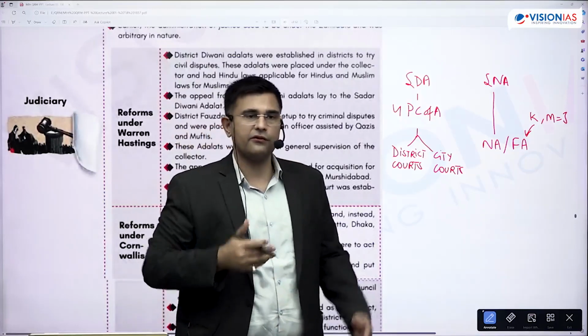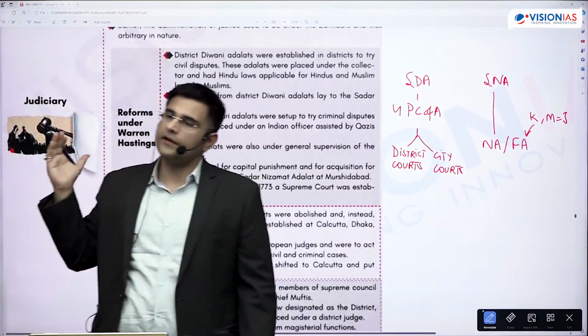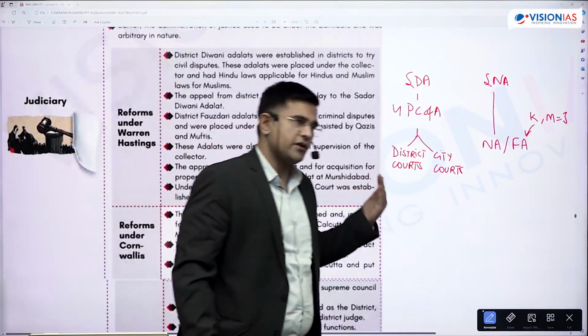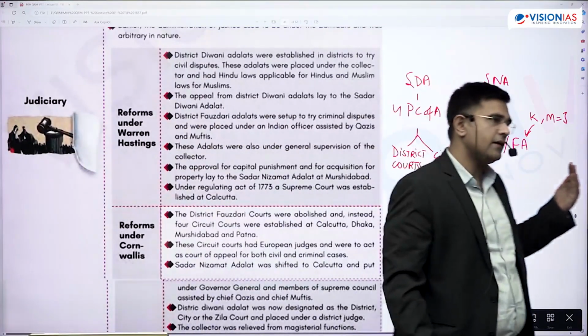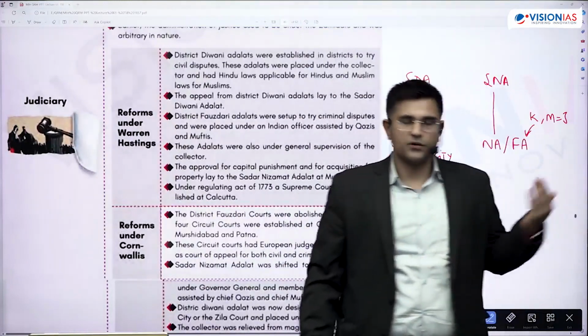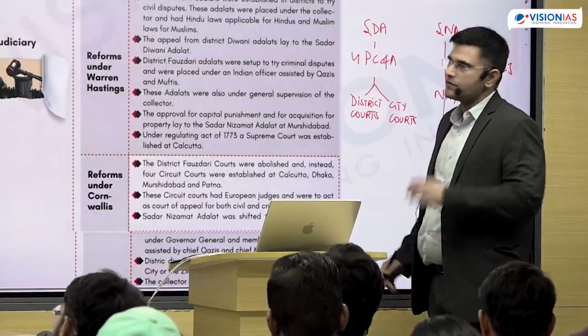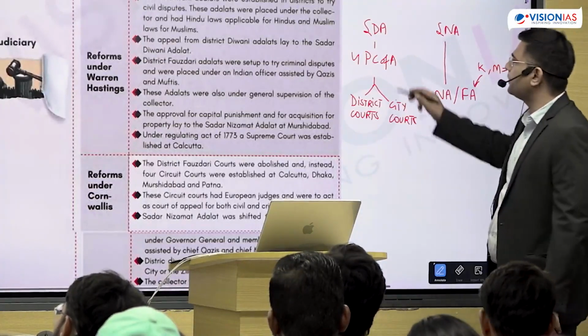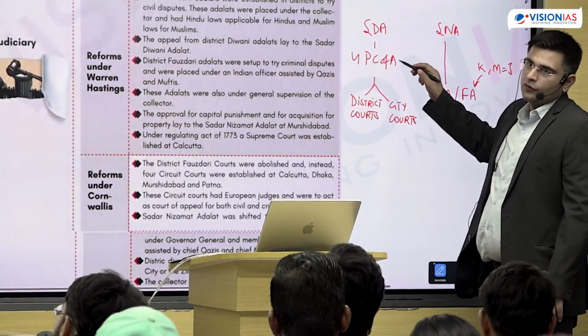These 4 divisions, if you begin from the left, so on the left hand side it was Patna, that is Bihar. Then you move towards right, it is Murshidabad. Further right, Calcutta. Further right, Dhaka. So therefore Bengal was divided into 4 divisions, and these are 4 provincial courts of appeal. Appeals from district court and city courts will be heard by the 4 provincial courts of appeal.